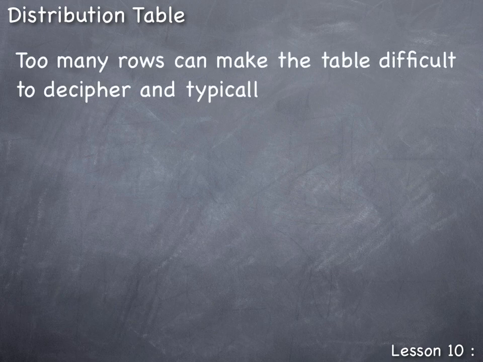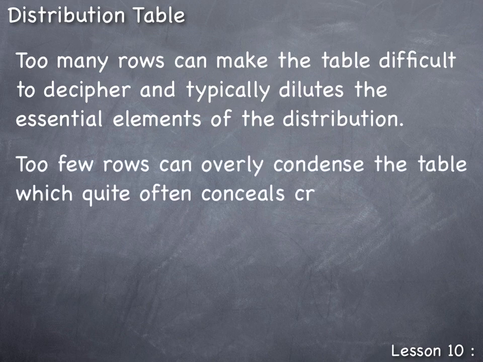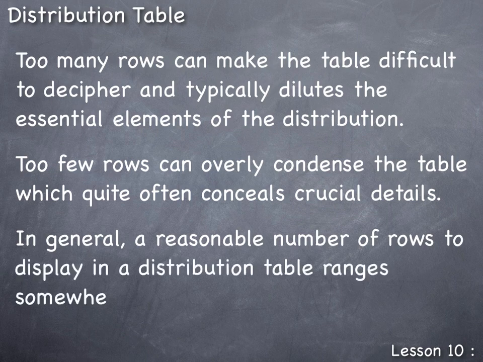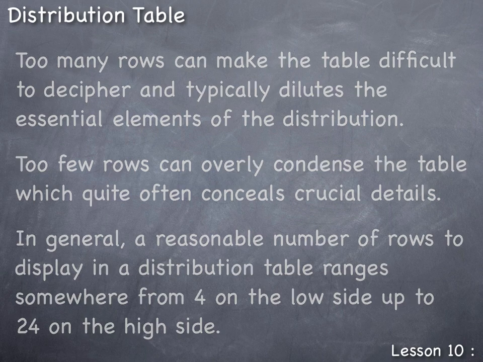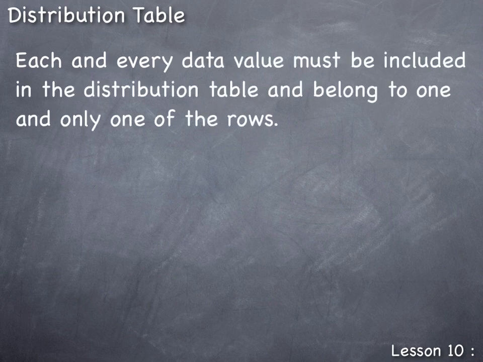Too many rows can make the table difficult to decipher and typically dilutes the essential elements of the distribution. Too few rows can overly condense the table, which quite often conceals crucial details. In general, a reasonable number of rows to display in a distribution table ranges somewhere from 4 on the low side up to 24 on the high side. Each and every data value must be included in the distribution table and belong to one and only one of the rows. The following examples will help illustrate how to construct distribution tables.